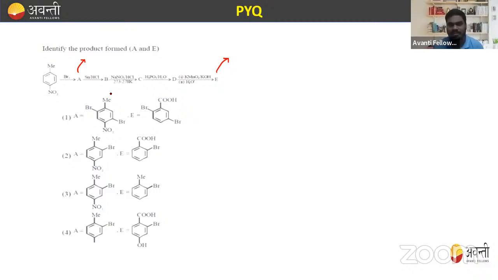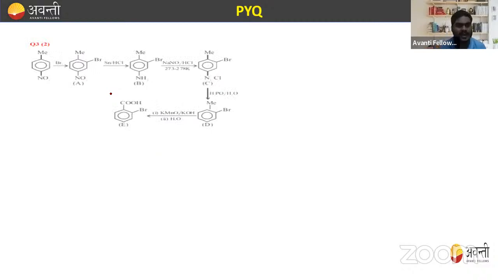Then I'll discuss with you what product will form. Basically, when this is treated with Br2, we know that as methyl is an electron donating group, the ortho product will form, and this means this is a Br, right? So this is the formation of A. Now, this is treated with Sn and HCl, right? We know that Sn and HCl reduce the NO2 group into NH2, that is aniline. So reduction takes place, and the NO2 group is converted into NH2.